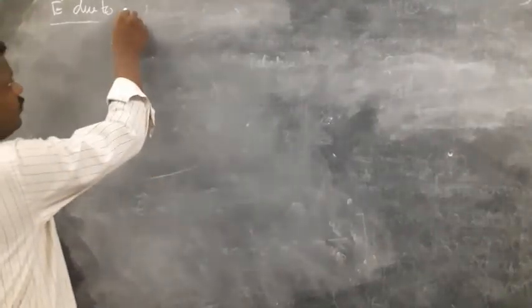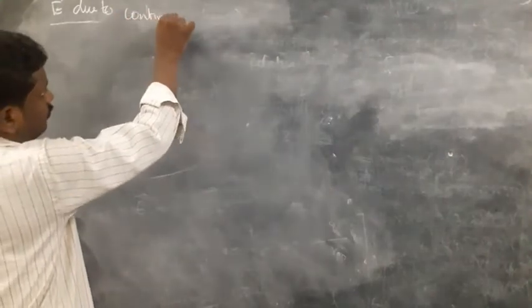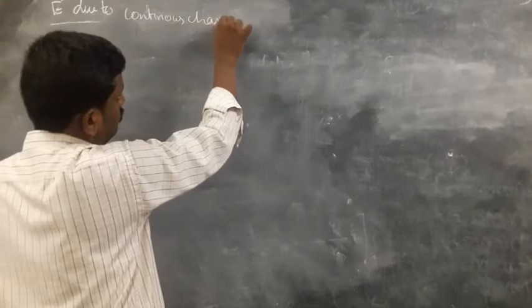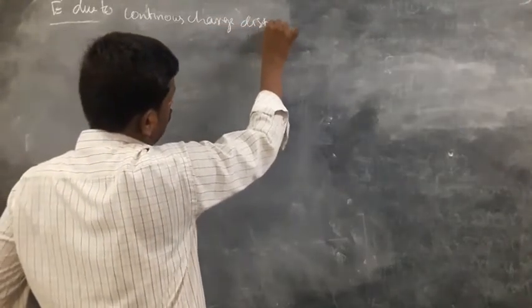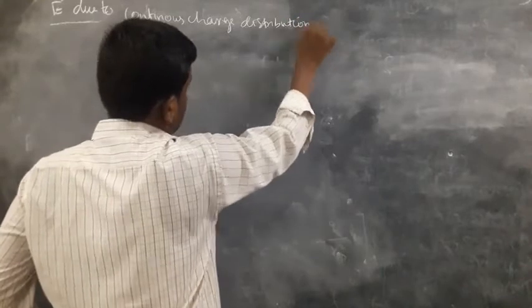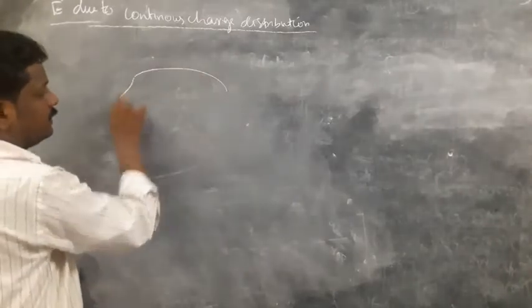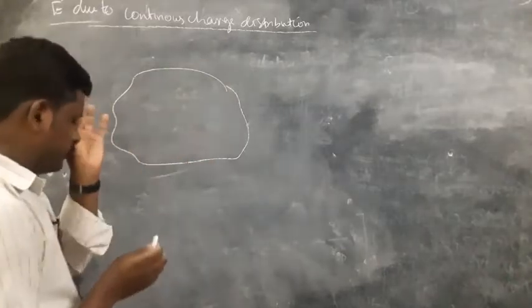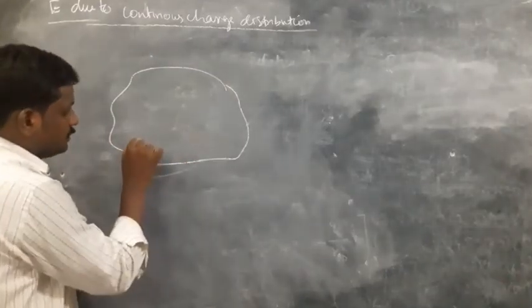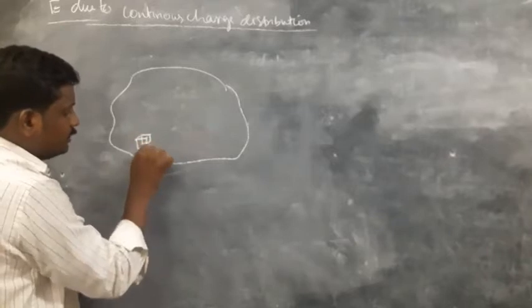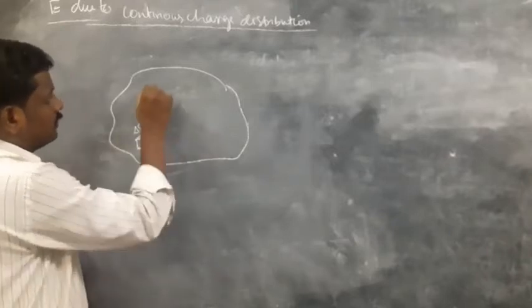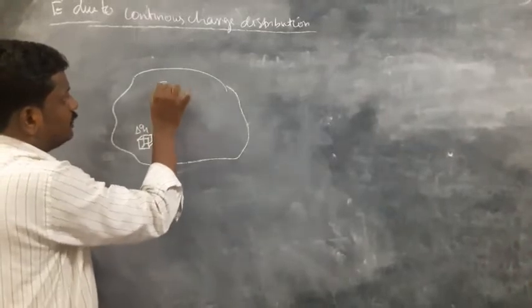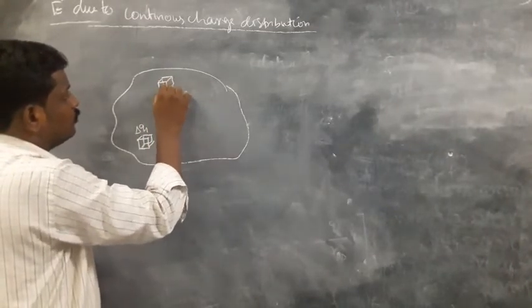The next topic is the electric field due to a continuous charge distribution. Consider a charged body. It's a three-dimensional view. Consider a charged body Q. A small amount of charge, that is a small charge element, is delta Q1. Then another small charge element, that is delta Q2.